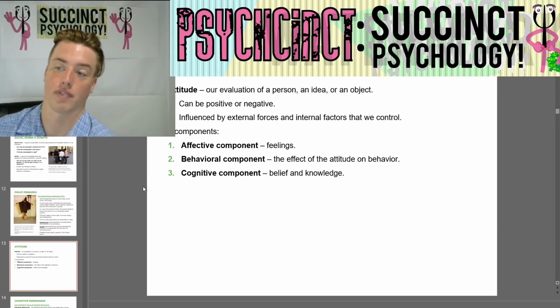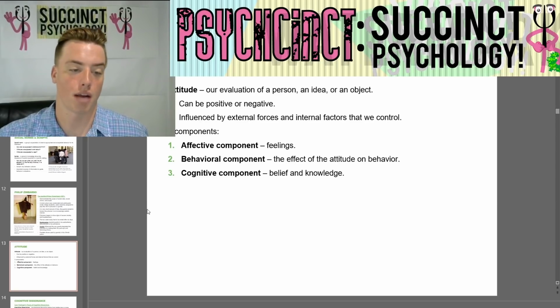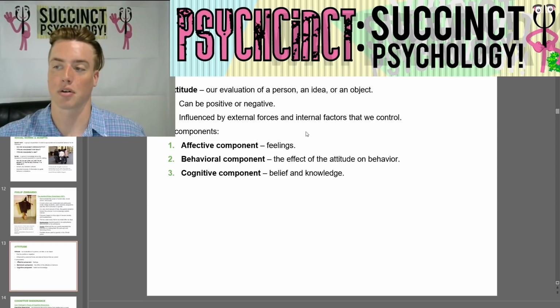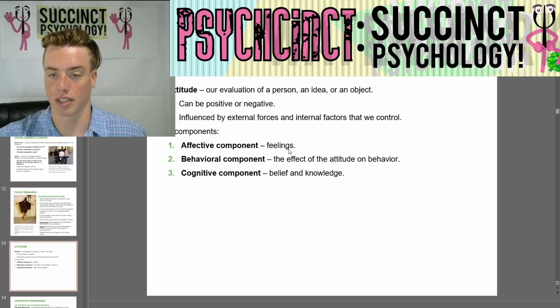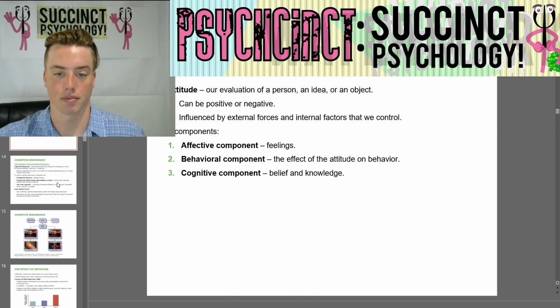So, attitude is our evaluation of a person, an idea, or an object. It can be positive or negative. It can be influenced by external forces and internal factors that we control. And there are 3 components. 1, the affective component, or feelings. 2, the behavioral component, the effect of the attitude on behavior. And 3, the cognitive component, or the belief and knowledge.